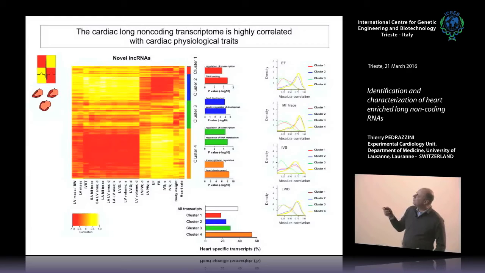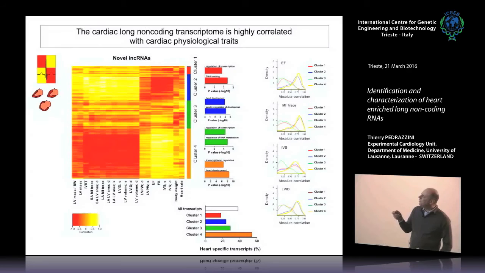It's even more striking when you look at individual parameters. So this is ejection fraction, this is the function, this is the size of the infarct, this is the thickness of the wall of the septum in this case, this is the diameter of the ventricle. So they all correlate with cluster 2 and cluster 4.